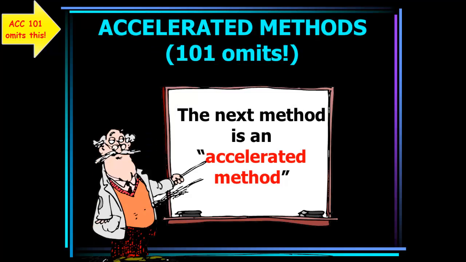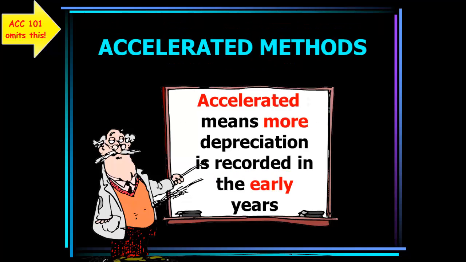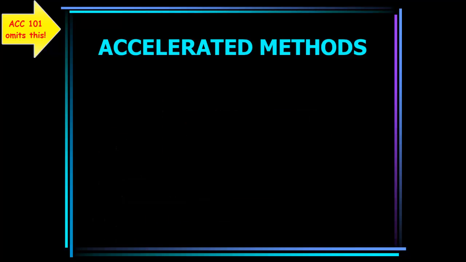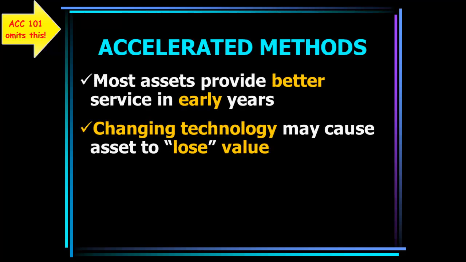The next method we're going to talk about is an accelerated method. What does it mean to accelerate? Go faster, to speed up. An accelerated method will record more depreciation in the early years of the asset's life and less in the later years. There are a couple of methods that are accelerated. The one that we're going to cover is the double declining balance method.